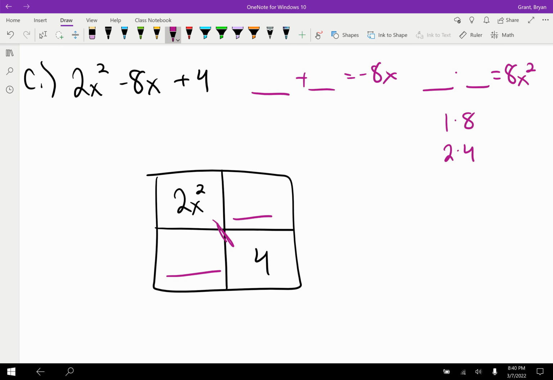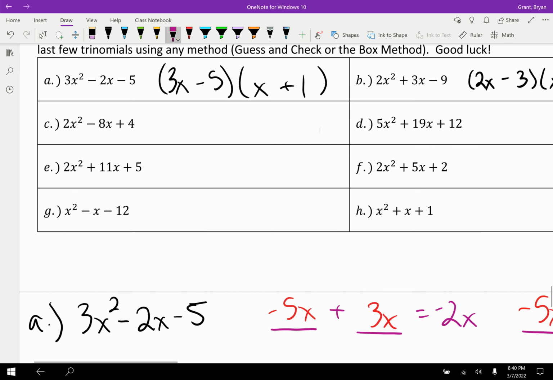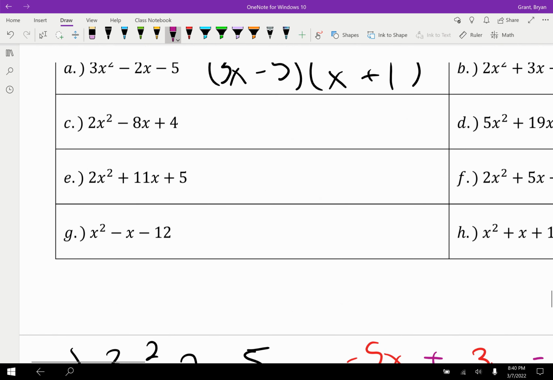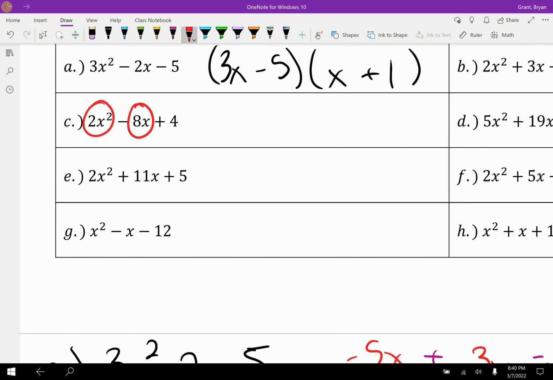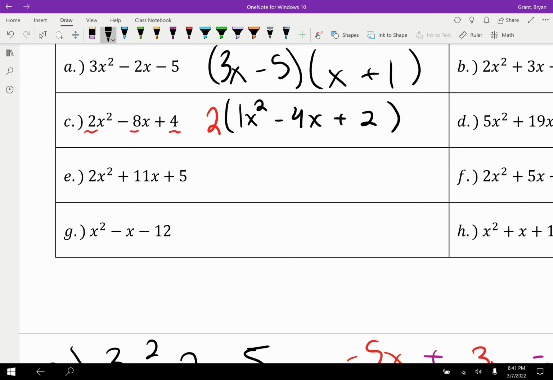Or will it? How soon you forget lesson 8.5. Lesson 8.5 told us if there's something common to all three of these, we should still factor that out. And I think there is something common to all three of these. Isn't there a 2 that we could at least factor out from all of these? This would leave me with 1x squared minus 4x plus 2. And yeah, this is still part of factoring. In fact, over the next few classes, we're going to talk about how to combine this idea along with the box method. But we don't want to forget it.